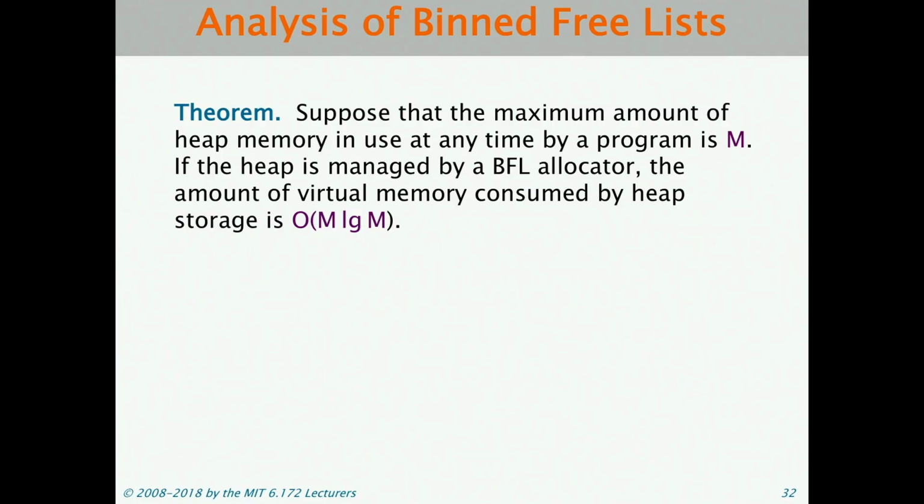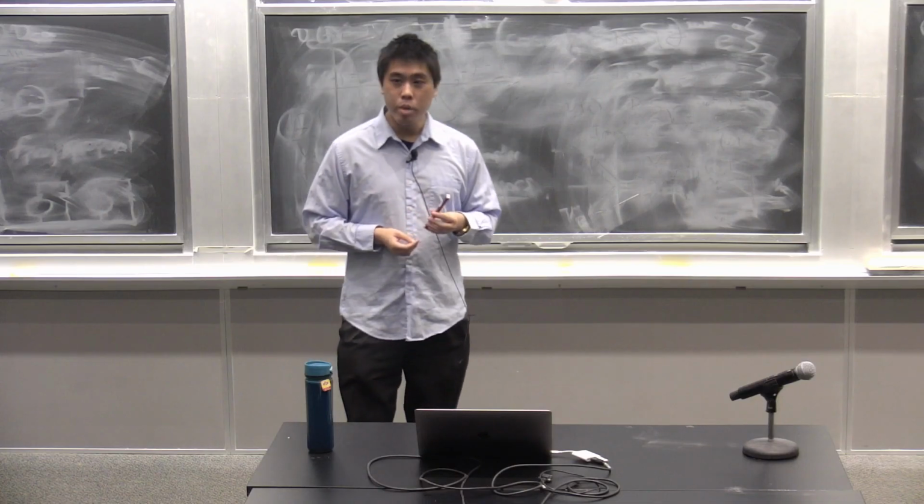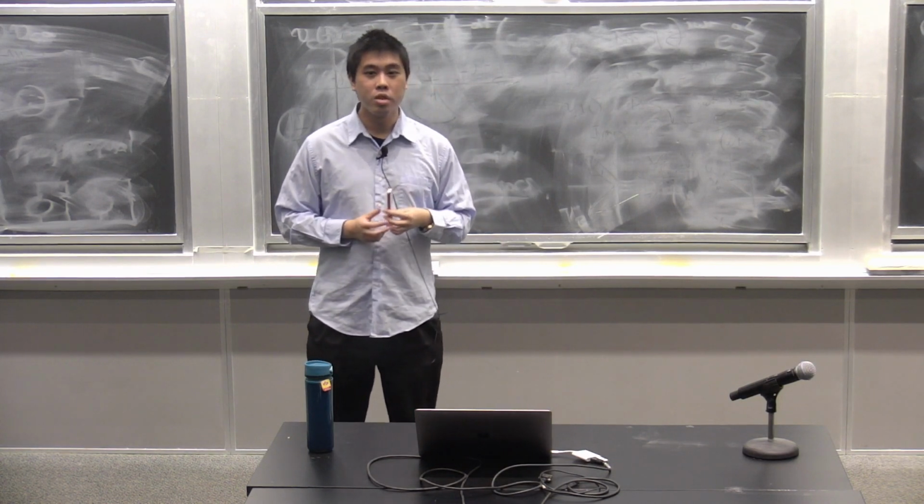OK, so let's do an analysis of the bin free list storage allocation scheme. So here's a theorem. Suppose that the maximum amount of heap memory in use at any time by a program is M. If the heap is managed by a bin free list allocator, then the amount of virtual memory consumed by the heap storage is upper bounded by M log M. Does anybody have an intuition about why this theorem could be true? So how many bins do we have at most?